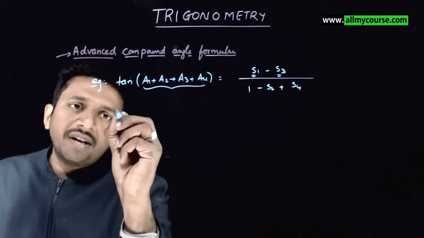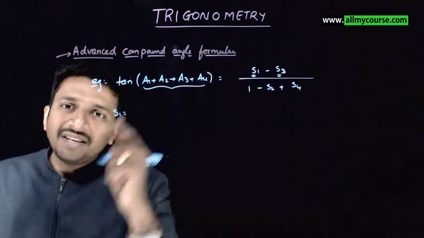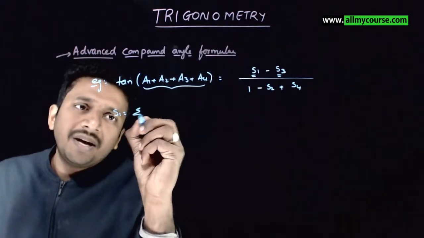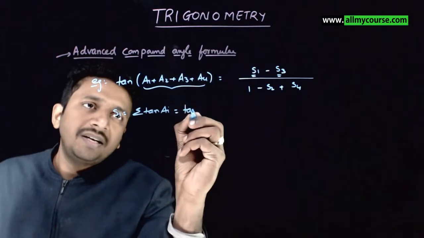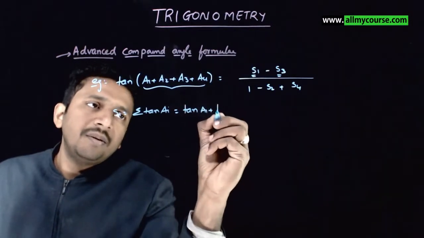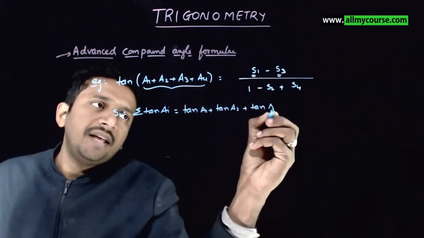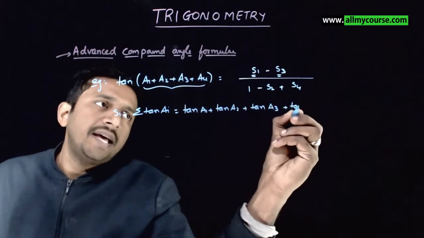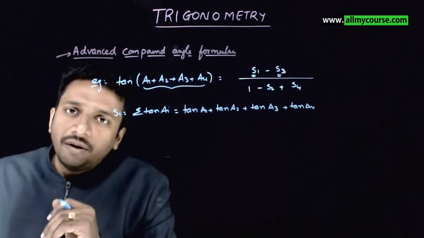Now what is S1? S1 is nothing but the sum of all tans individually. That is sigma tan AI. That's nothing but tan A1 plus tan A2 plus tan A3 plus tan A4. So this will be the value of S1.